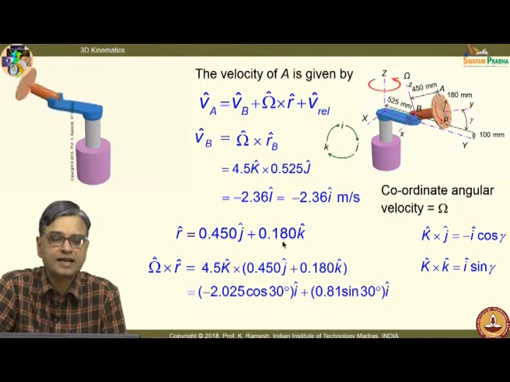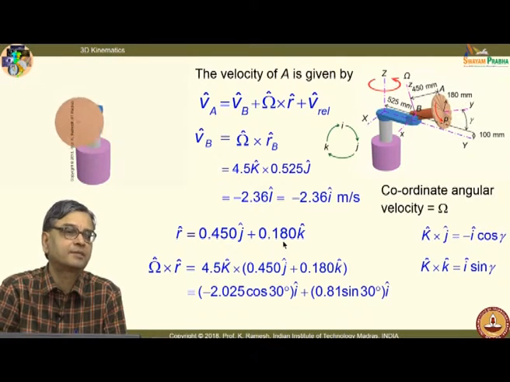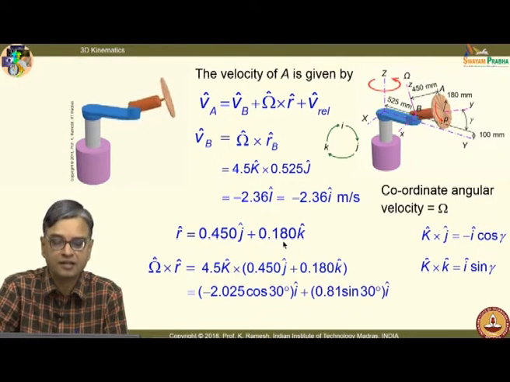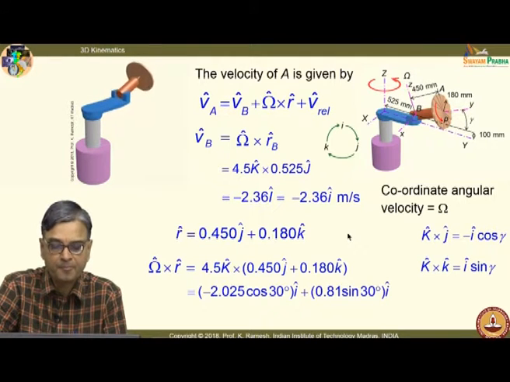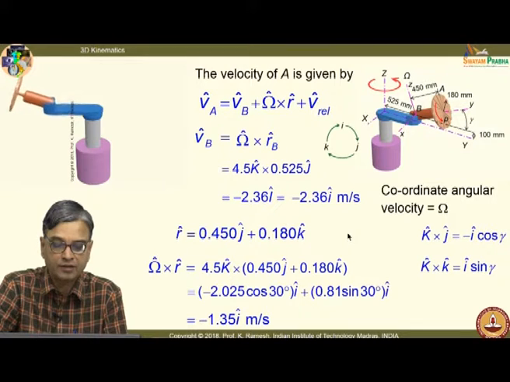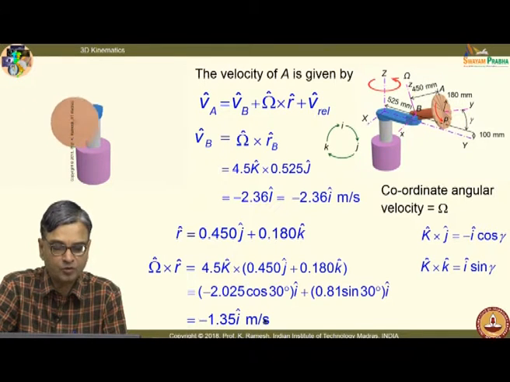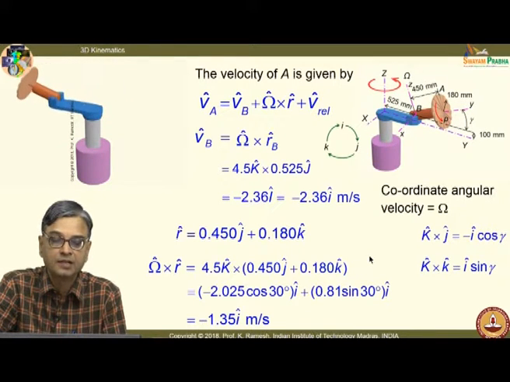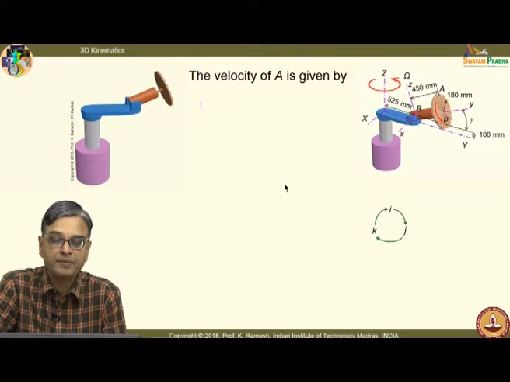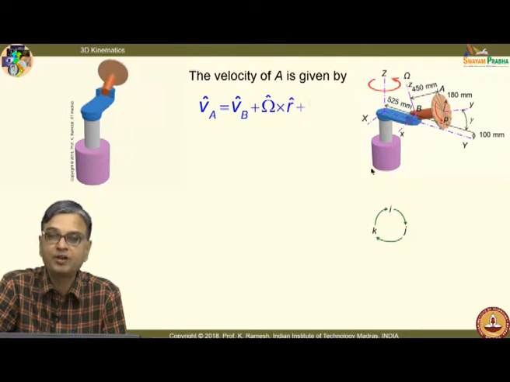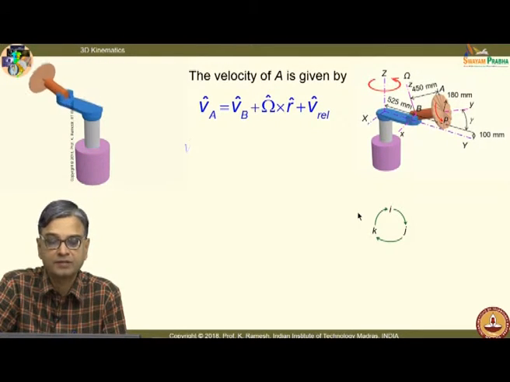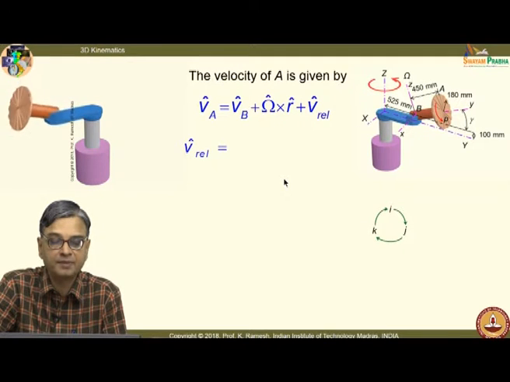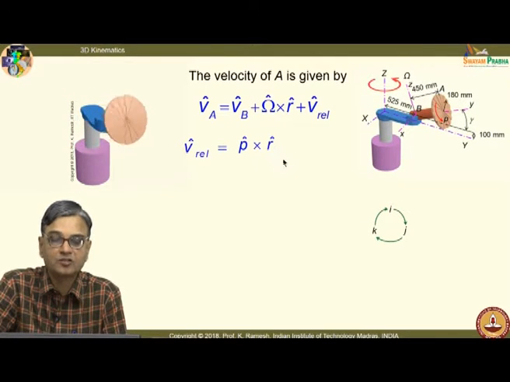So, the algebra is very similar. You have to be alert and handle the coordinate system carefully. Then we go and find out what is VREL. So, omega cross r is minus 1.35 I meters per second, and VREL you can find out based on the spin velocity. Okay. So, VREL is nothing but P cross r.